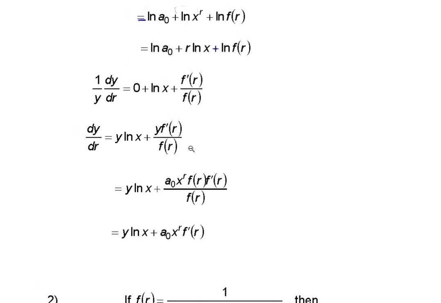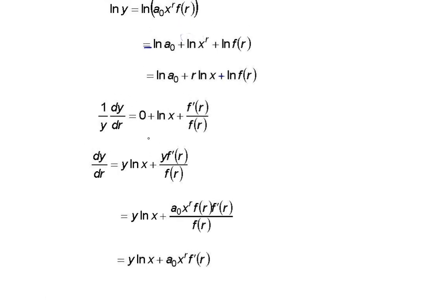And then we differentiate with respect to r. We differentiate both sides with respect to r, and when we differentiate log y, we get 1 over y times dy/dr. When we differentiate log a naught, since a naught is a constant, log a naught is a constant, so we will get 0. Differentiate r log x with respect to r, and we assume log x here is a constant.